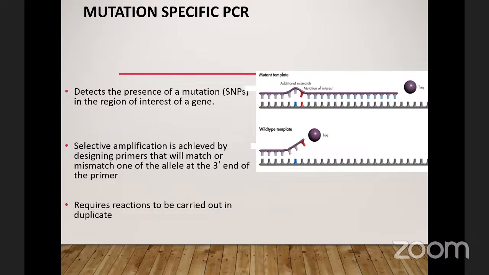So mutation-specific PCR is actually more of what we use in research to check for specific mutation. Like you can see on your screen, it detects the presence of a mutation or SNP, we call them SNP, in the region of interest of a gene, and it is selective. Selective amplification is achieved by designing primers that will match or mismatch one of the alleles at the 3' end of the primer, and it requires the reaction to be carried out in duplicates.